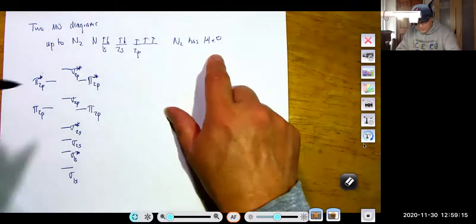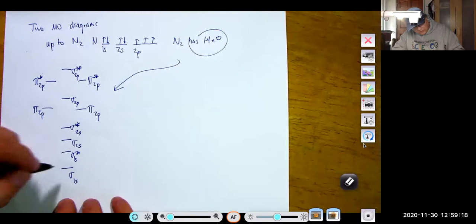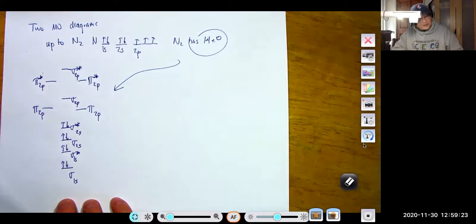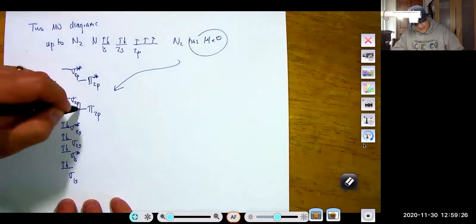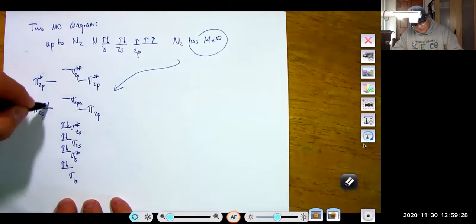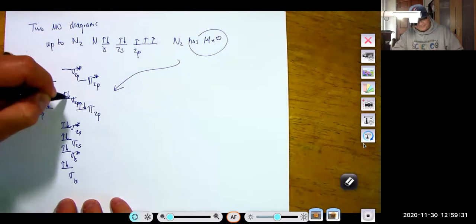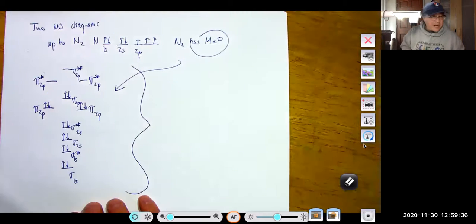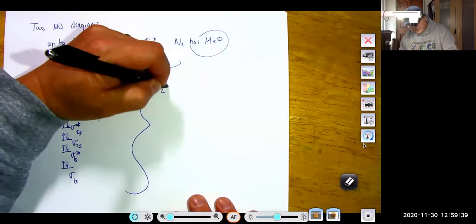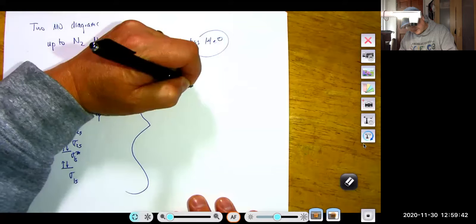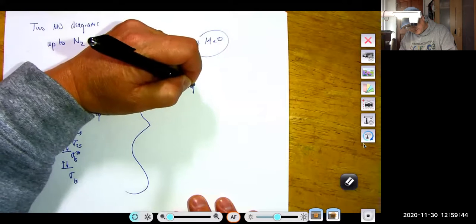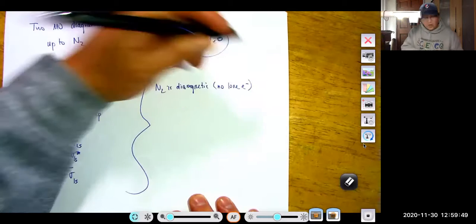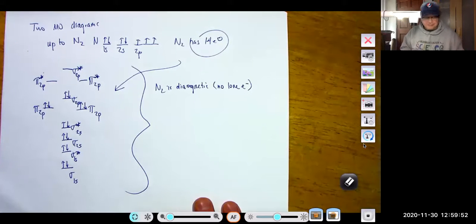Here, if we have to put 14 electrons in, let's put them in there. 1, 2, 3, 4, 5, 6, 7, 8. Here's where it gets tricky. 9, 10, 11, 12, 13, 14. And that's N2. Here's what we can get out of this MO diagram. N2 is diamagnetic. No lone electrons, they're all paired.